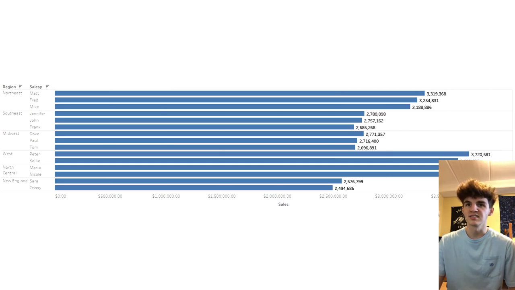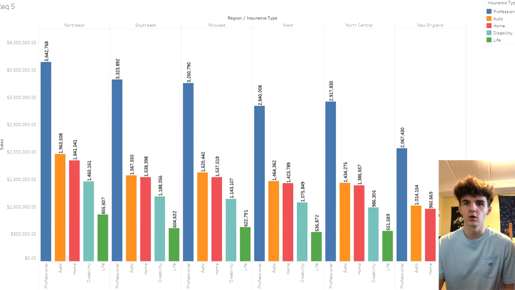Moving on to requirement 6, the total amounts for the different types of insurance, the total sales for each. The highest was professional at 18.052 million. Nearly half of that is auto insurance. Next up at 9.064 million.